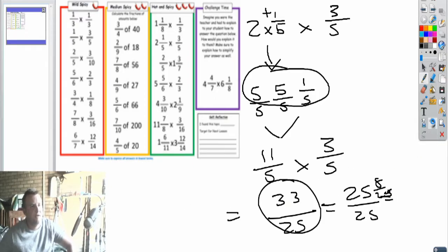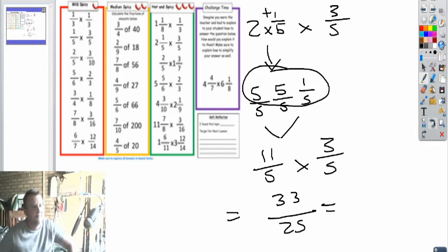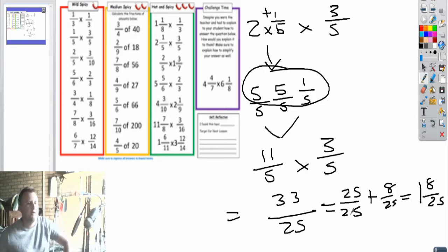So therefore, let's make it a little bit neater. Sorry. So it's 25 over 25 plus whatever the rest is, 8 over 25. Can you see how 25 and 8 make that 33? The reason why I've done it is because that denominator is 25. So it's 1 and 8 out of 25, which I don't have to simplify.